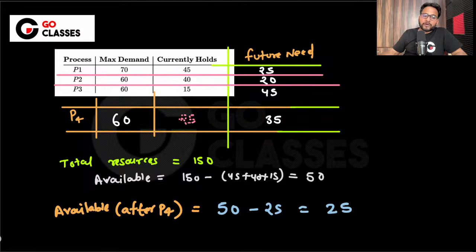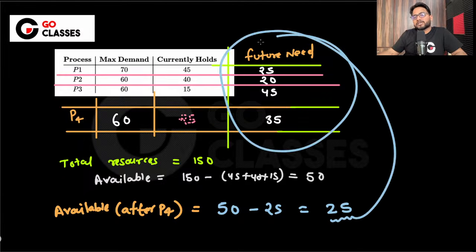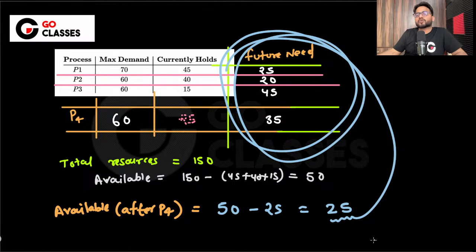Now, with this 25, you need to plan everything. With this 25, can you plan these future needs? Your job is to see whether you can plan these future needs. If you can, then you are in the safe state. If you can't, then you are not in the safe state. It is as simple as that, right?